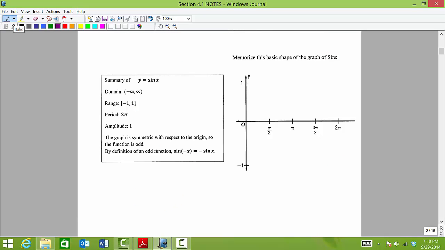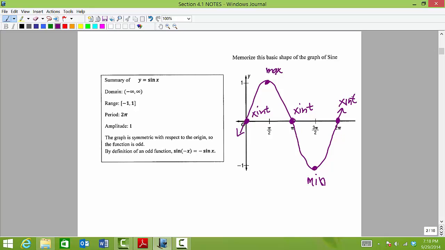As we graph, we want to know the basic shape of sine from 0 to 2 pi, so we're going to remind ourselves of what that looks like. It starts at the x-axis at 0, and then at pi over 2 we reach a maximum. At pi we come back down to the x-axis. At 3 pi over 2 we reach our minimum, and then at 2 pi we come back to the x-axis. So we want to make sure that we know this basic shape of sine. Now keep in mind that it does continue forever in both directions, but we want to keep track of this basic pattern: x-intercept, max, x-intercept, min, and then back to the x-intercept.